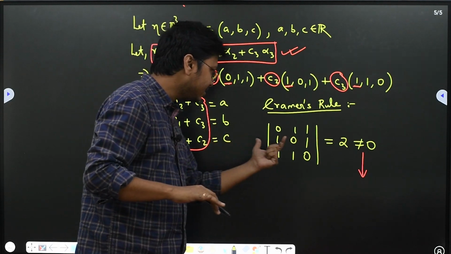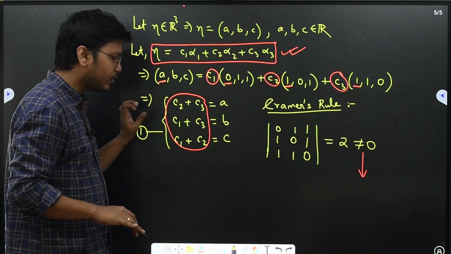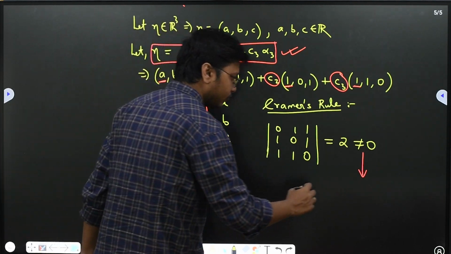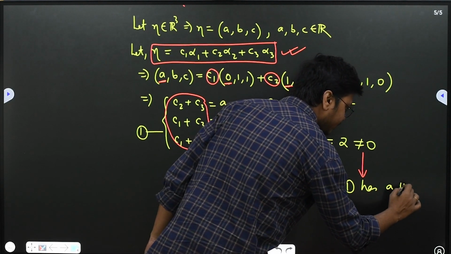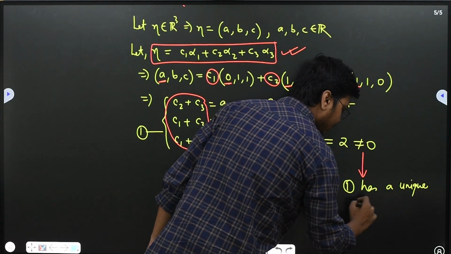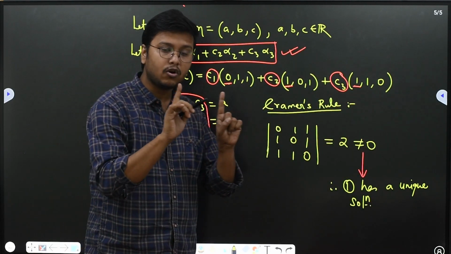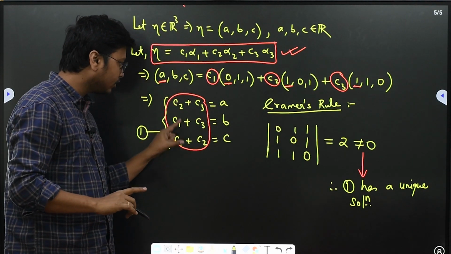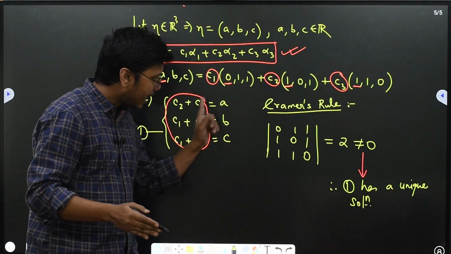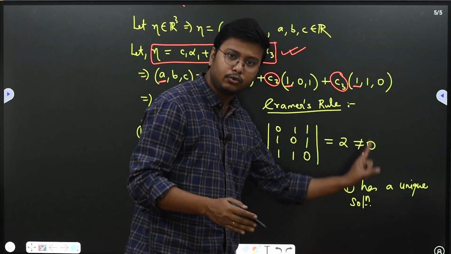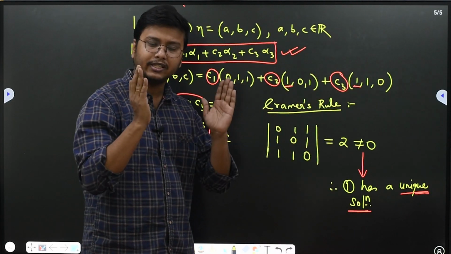So here the main thing is, if the coefficient determinant is non-zero, then this system of equations has a unique solution. So we can say that therefore 1 has a unique solution, and this comes from Cramer's rule. Now, as I told you, we are not interested in the exact solution of the C1, C2, C3 equation. We want to know whether the solution exists or not. And using Cramer's rule, we can see that a solution exists and it is also unique.